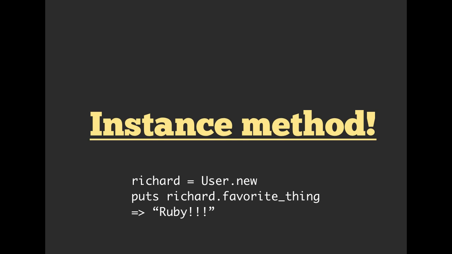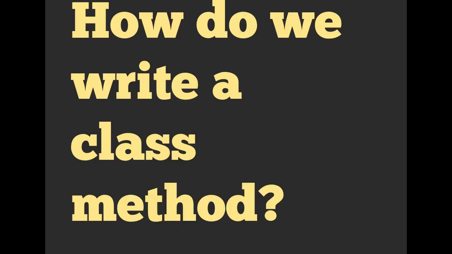It is an instance method. So favorite_thing is an instance method in that situation. So how do you write a class method exactly? We haven't seen that before, but we've used them. We've used User.where, maybe User.find, User.includes, all of those different methods with Active Record. But you know, how do you write one of them?